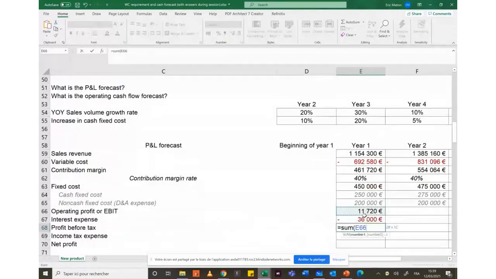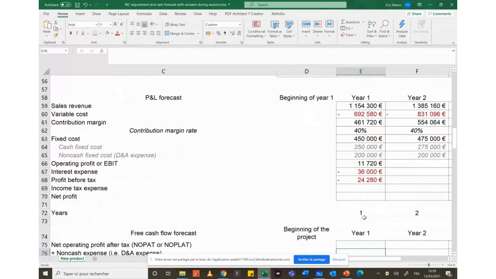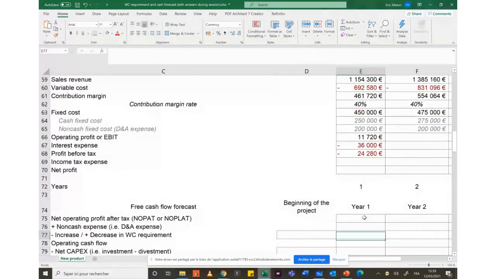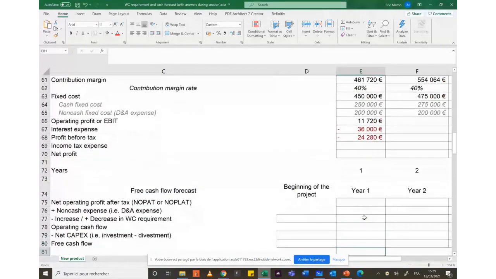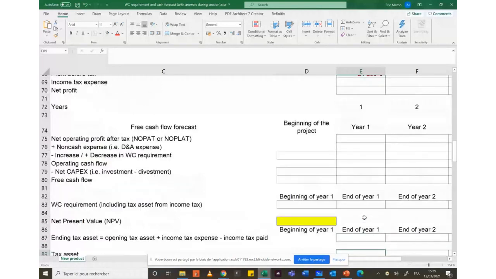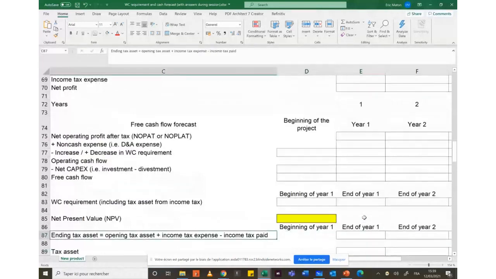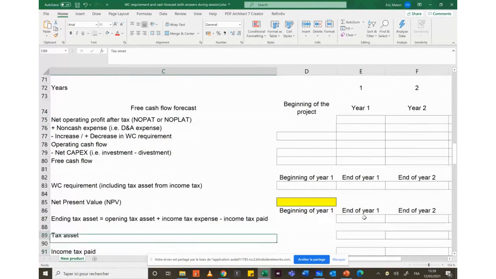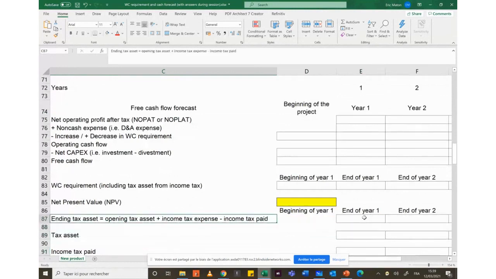So first is negative. We have the income tax. We can suppose we can have some tax assets. If we have a loss with a tax asset, it means we can reduce what we will have to pay in the future when we will have some profits. So it depends on the tax laws, tax rules by country.